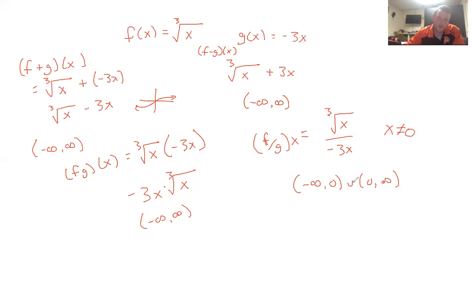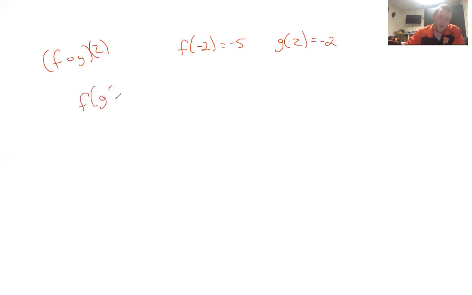Okay. All right, final example. They want f of g of 2 for the following. F of negative 2 is equal to negative 5. And g of 2 is negative 2. This is one of the most confusing ones that we have. But if we write it out, we should be okay. F of g of 2. That's how we rewrite this.